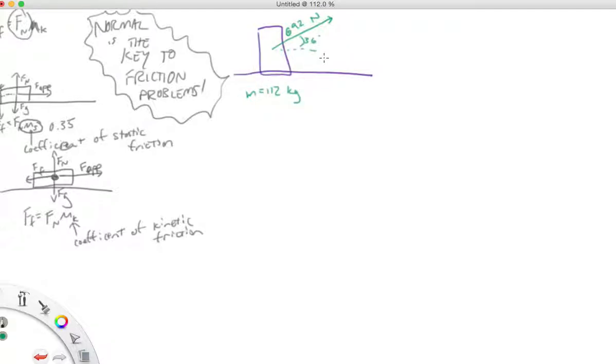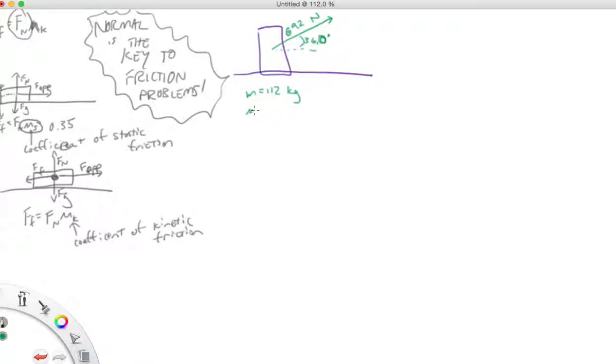So sig figs, just to make sure we know what those things are. Oh, it's 36.0. So there's 3 sig figs here, 36.0 degrees. So we've got 3 sig figs. That's what we'll have for our final answer. Right. So it says the coefficient between the crates and the vinyl floor is 0.548. So we assume here that it doesn't really matter if it's static or kinetic. We just have to work with what's given to us.